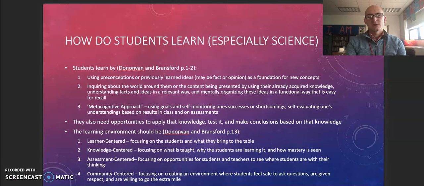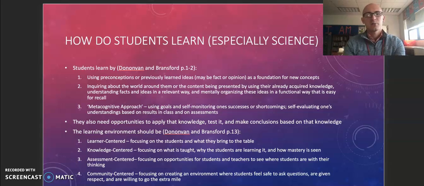How do students learn, especially science? Donovan and Bransford in Chapter 1 really talk about using preconceptions, or previously learned ideas, fact or opinion, as the foundation for new concepts. The second thing they talked about was inquiring about the world around us and the content that we present to our students by using their already acquired background knowledge to help understand facts and ideas in a new, relevant way, and maybe fixing some of those incorrect conceptions that they brought with them.